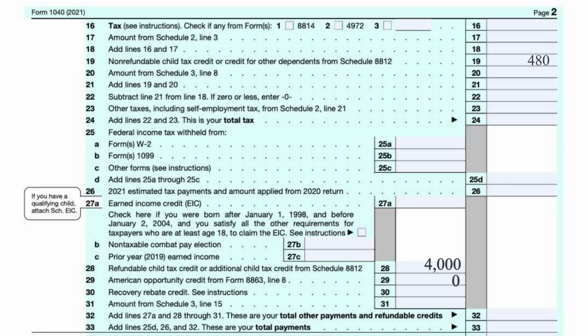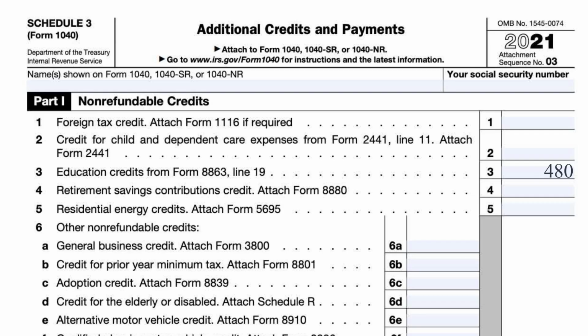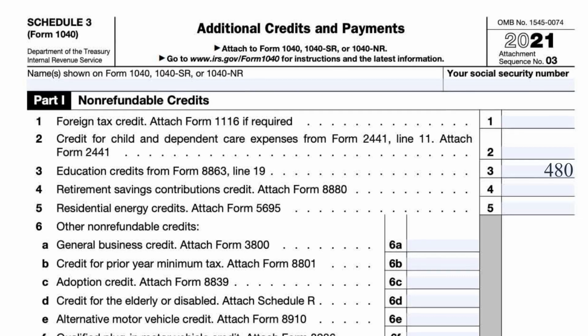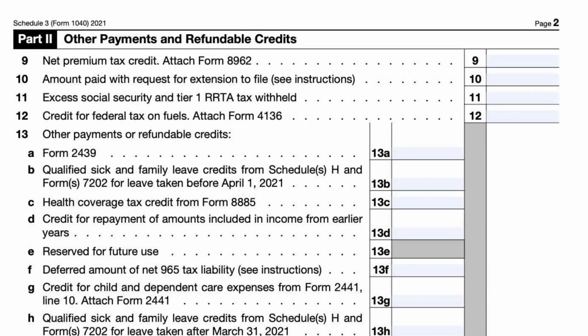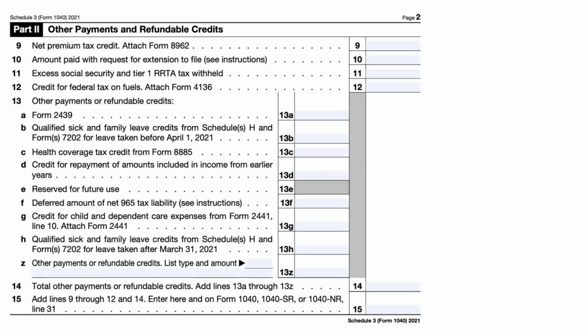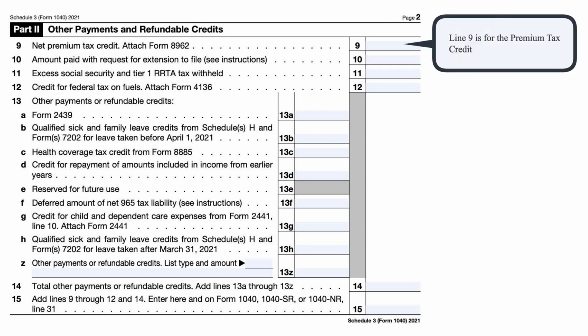Part 1, we will continue from line 9. And we will move on to Part 2. We will go over what each line item is here. Some lines are more common than others. Line 9 is for the premium tax credit, which is a credit that helps eligible individuals and families cover the premiums for their health insurance purchased through the health insurance marketplace.